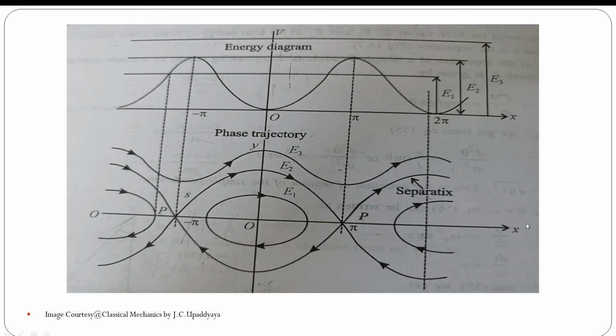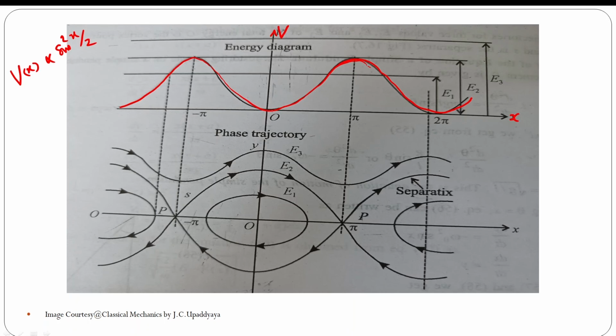You can see the phase space diagram here. The first diagram is the potential V versus X graph. We know that V of X is a function of sine square X by 2, so this graph is a sine square graph. It corresponds to the sine square function. From this graph we can obtain the phase space diagram by numerical analysis.